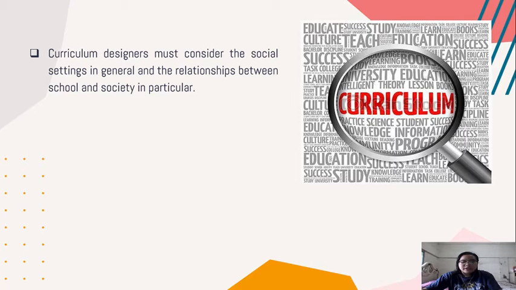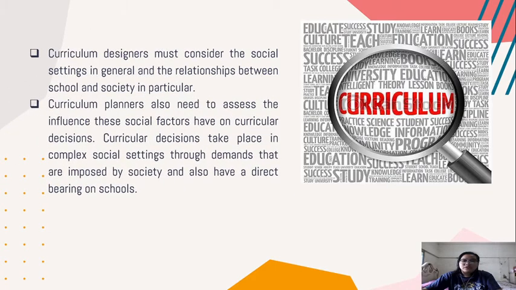Always remember that society can impact the curriculum and schools can help shape and mold society through their teaching or the execution of the curriculum. Furthermore, curriculum planners also need to assess the influence these social factors have on curricular decisions. Curricular decisions take place in complex social settings through the demands that are imposed by society and also have a direct bearing on schools. So curriculum planners should consider how these social factors, for example the social setting, the society as a whole, and the school itself, can influence the curricular decisions.